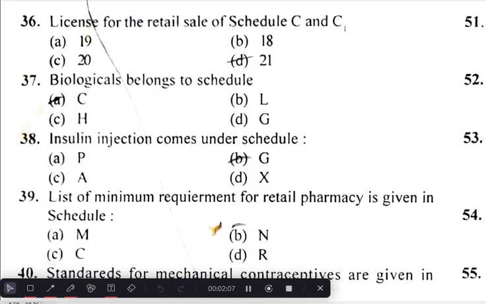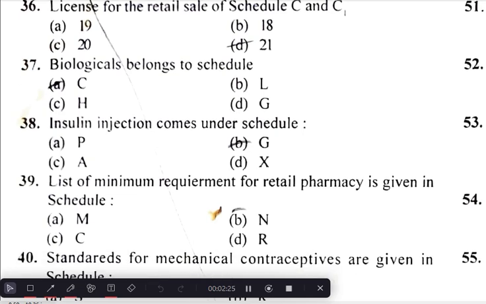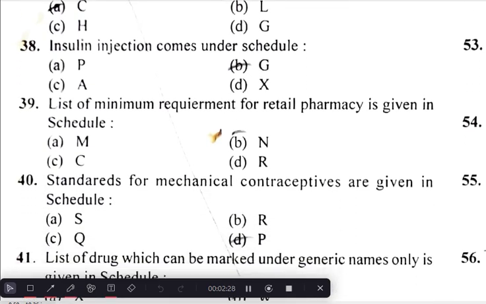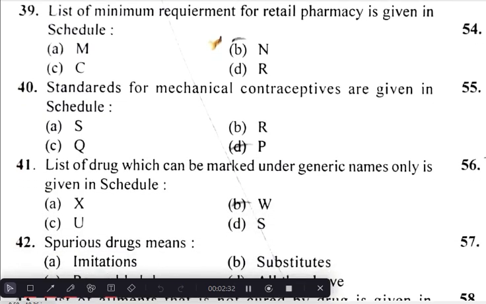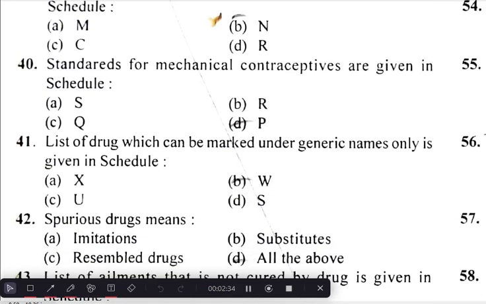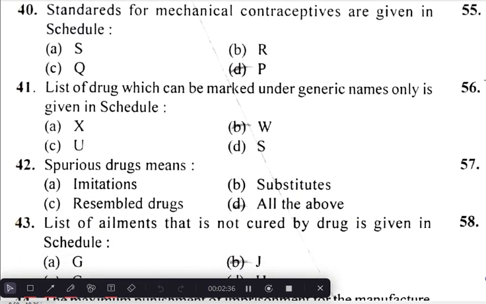License for the retail sale of Schedule C and C1 drugs is in Form 21. Biologicals belong to Schedule C. Insulin injection comes under Schedule G. The list of minimum requirements for retail pharmacy is given in Schedule N. Standards for mechanical contraceptives are given in Schedule P. The list of drugs which can be marketed under generic names only is given in Schedule W.